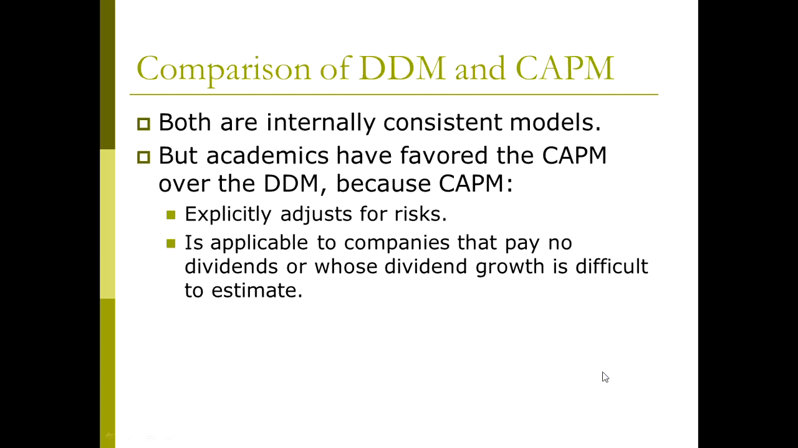Okay, so now you have two ways to calculate the required rate of return for the equity capital. One is the dividend discount model, another one is the CAPM. Which one is better? Which one should you use? Well, first of all, both of them are internally consistent models. Most companies will use both models to calculate the required rate of return for the equity capital.